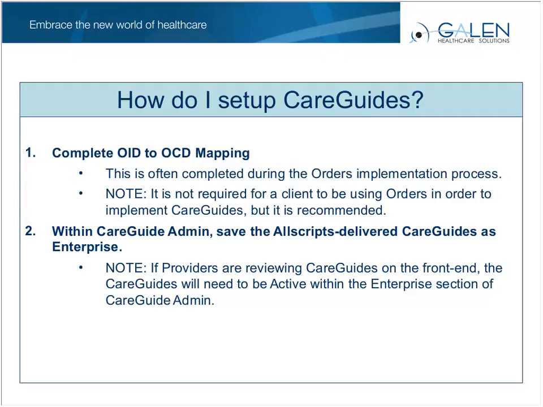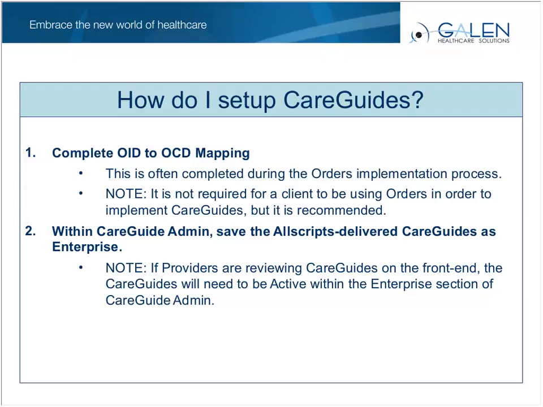That's a very important part. Therefore, this process must be completed prior to implementing care guides if you are using the non-medication orders. OID to OCD mapping is sometimes completed during the order implementation process. So those of you that are currently using orders, you'll want to check and make sure that that mapping was complete. Again, if it was not, you don't have to do all of your OID to OCD mapping. You can specifically focus on those orders in the care guides you decide to use.